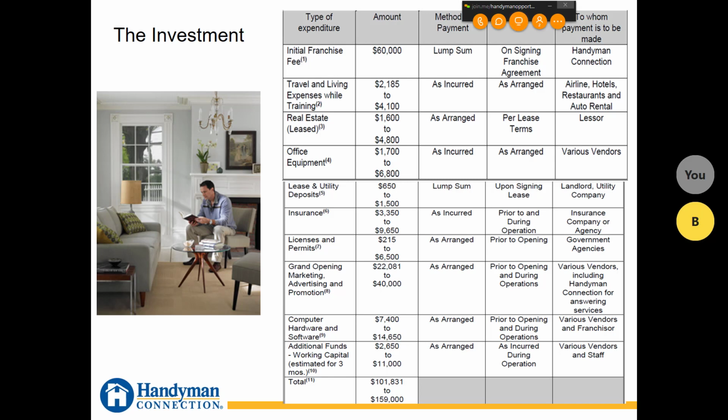So the next box is traveling and living expenses while at training. Remember, training is free for you. It is provided to you as a support of what we provide, but you need to absorb the cost of the lodging and the travel. Well, now, we stay at a very humble Hilton Garden Inn.